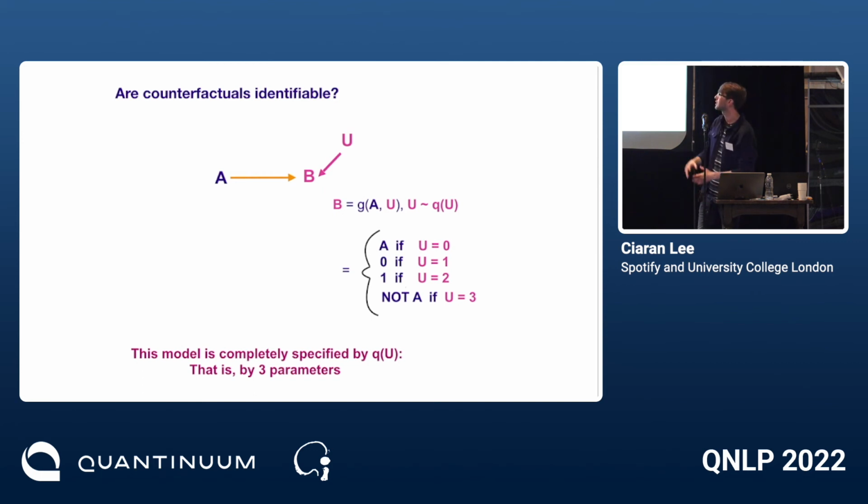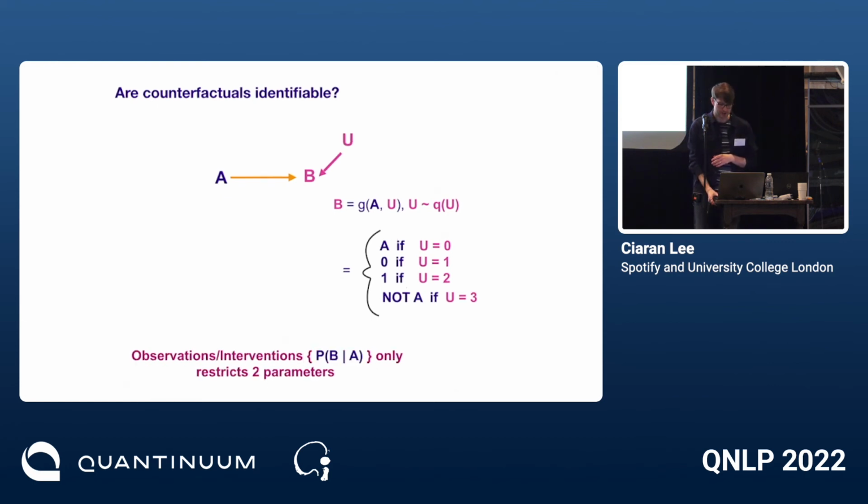And you can see that this model is completely specified by the distribution over my latent variable up here. So if I know what that distribution is, I can tell exactly what the causal model is. And looking at this, U is a four-valued variable, so a distribution over it has three real parameters. It's normalized, so that cuts out one.